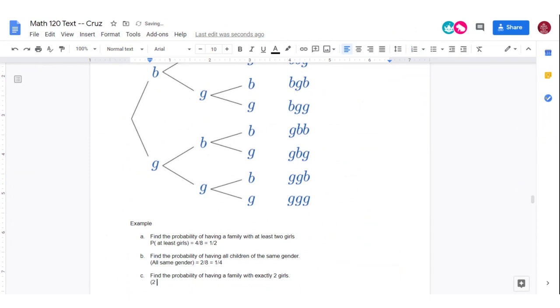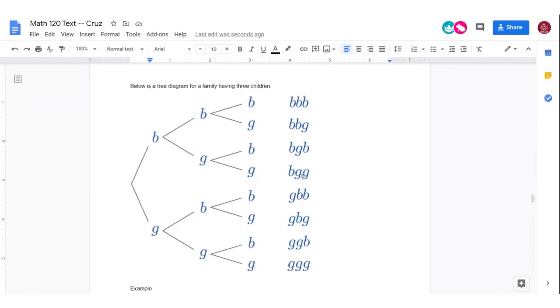Now this is important about the wording, so it doesn't say 2 girls or more, it says exactly 2 girls. So here's one with exactly 2 girls. Here's one with exactly 2 girls. So there's 2. There's 3, right? With exactly 2 girls?